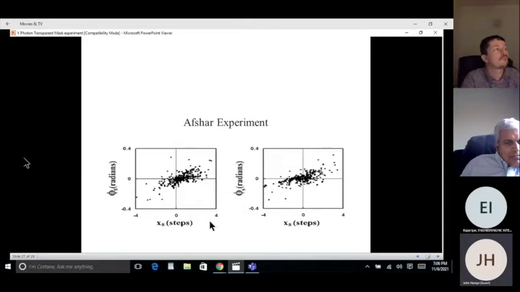In the Afshar experiment, we repeat that with a simulation where we keep track of the angle each photon was going when it hit the screen, and here you see the plot of that versus the screen dimension for one slit and versus the other slit. We can keep track of the slits, of course, because it's a simulation.